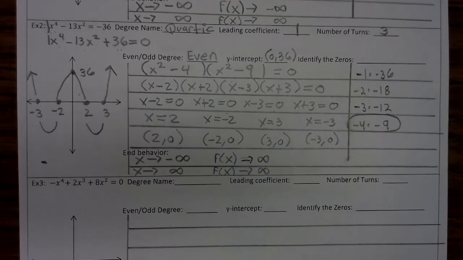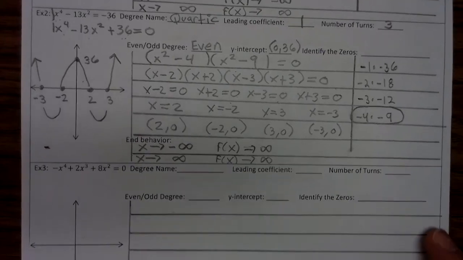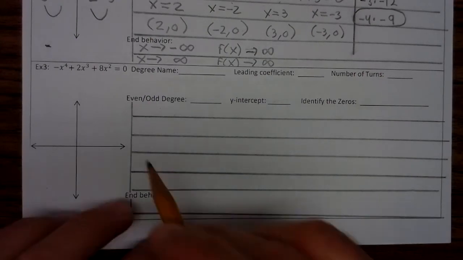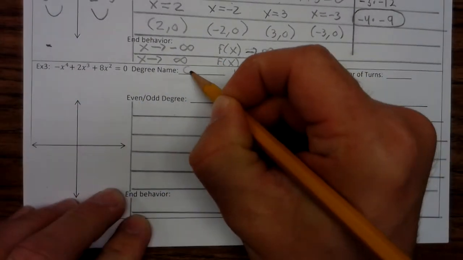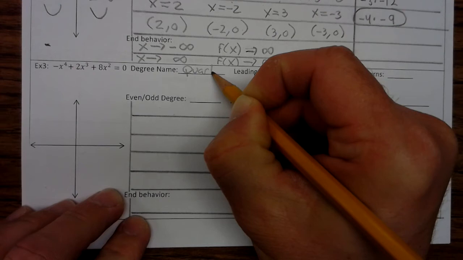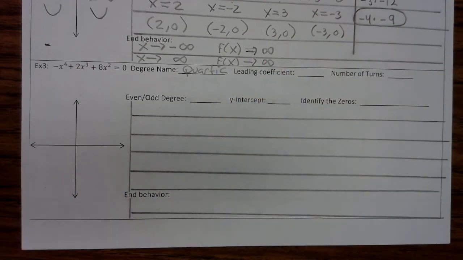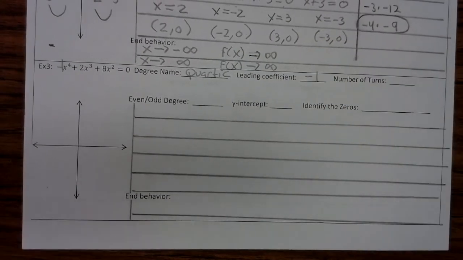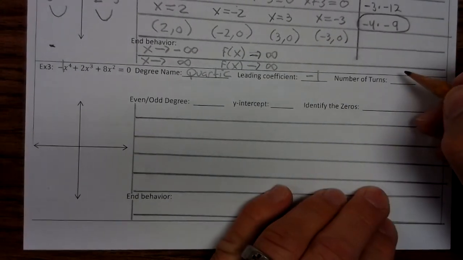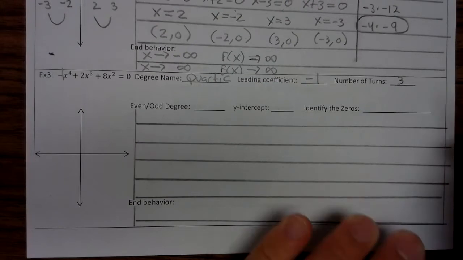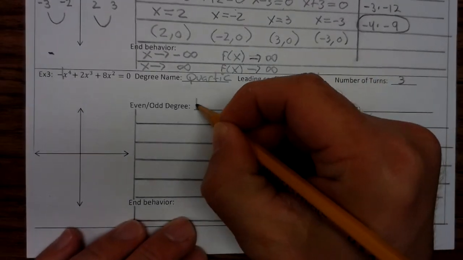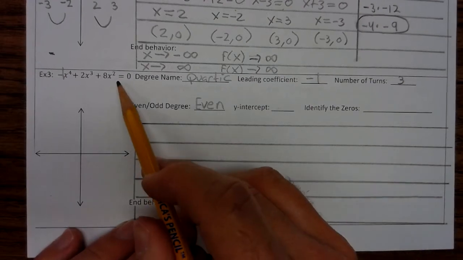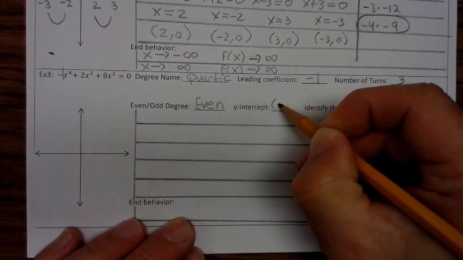All right, so go ahead and finish that up. Now let's take a look at example 3. The degree name would be quartic. The leading coefficient in this case is negative 1. The number of turns is 1 less than the degree, so that's 3. It's even. The y-intercept in this case is 0, so (0, 0).